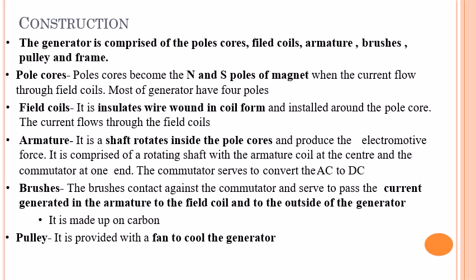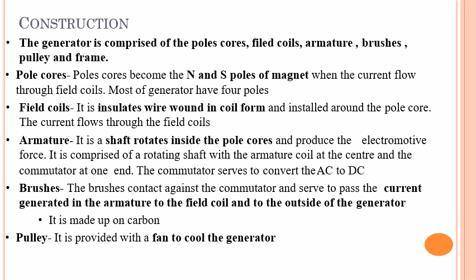The construction of the DC generator mainly consists of the pole cores, field coils, armature, brushes, pulley and the frame. The pole core is the north and south pole of the magnet when the current flows through the field coils. The field coil is an insulated wire wound in coil form and installed around the pole core. The current flows through the field coil. The armature is the shaft that rotates inside the pole core and produces the electromotive force. It is composed of the rotating shaft with the armature coil at the center and the commutator at one end.